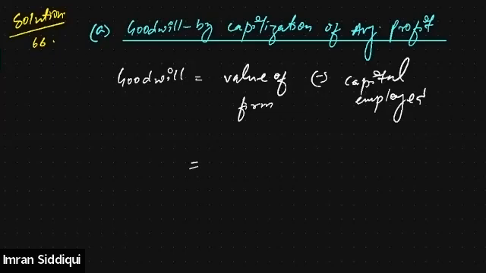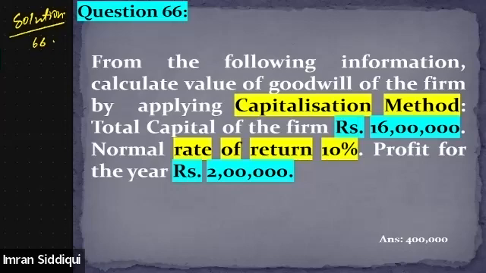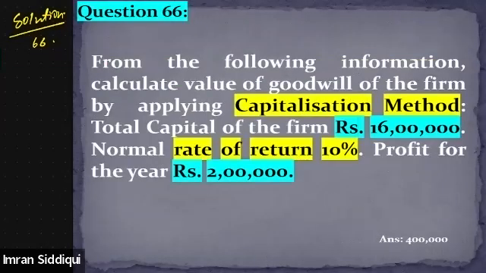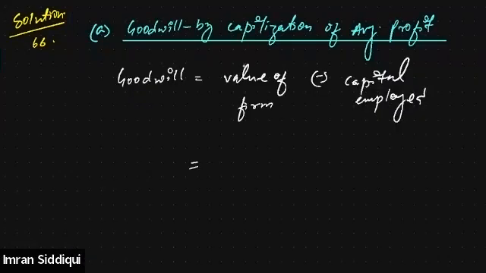Okay. Coming back to the question, the total capital of the firm is 16 lakh, and the normal rate of return is 10%. Profit for the year is 2 lakh. So this is the average profit that is given to us, 2 lakh, and the normal rate of return is also there. Let's just find out the value of the firm. To find out the value of the firm, we will divide the average profit by ROR, minus the capital employed.